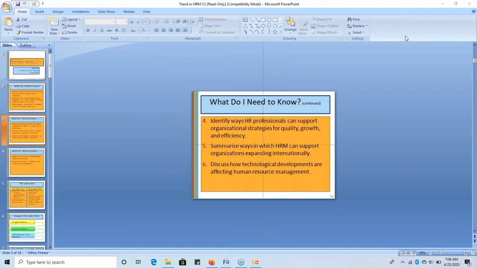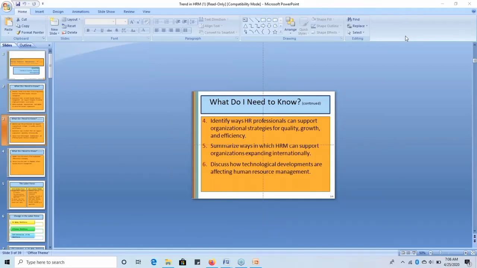We also look at how we can discuss how the need for flexibility affects human resource management. There must be room for flexibility because we are living in an environment that changes. So we have to change, and all these things are changing.